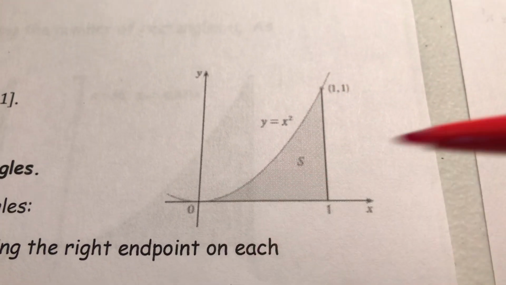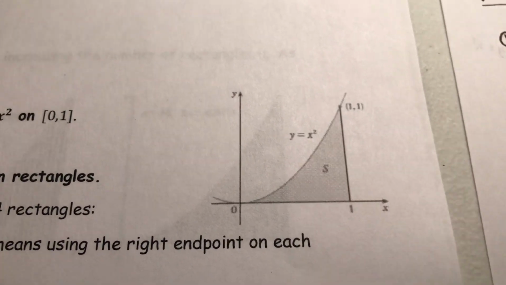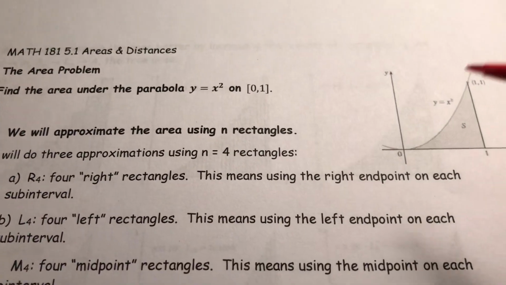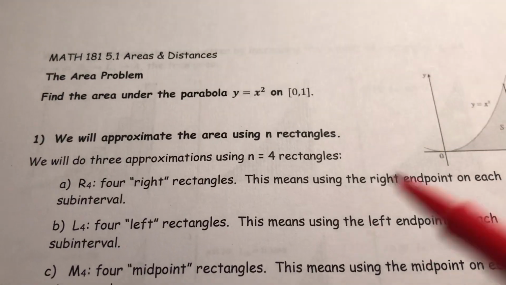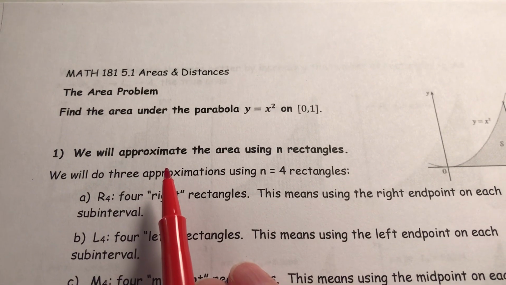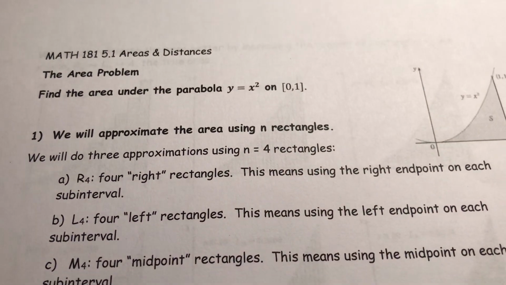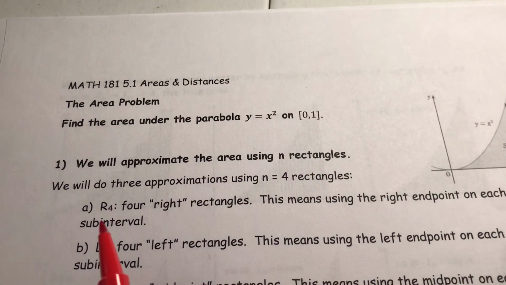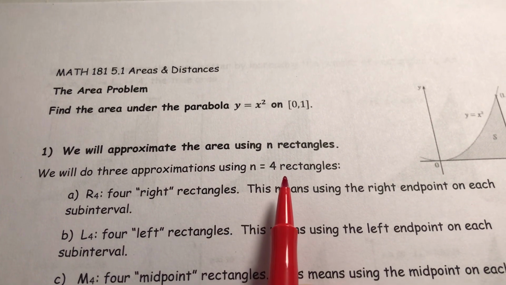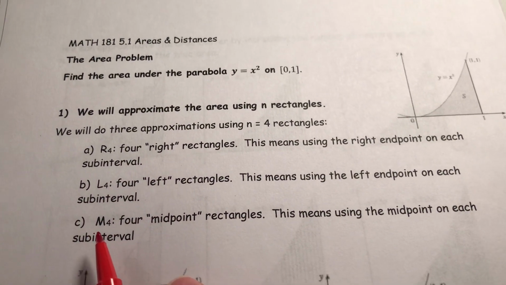Because it's a curved area, it is not that simple, although we will find out that it is pretty simple, but it took a long time to develop. Historically there were all these estimation techniques, and one of them is to use rectangles. So we will approximate the area using n rectangles. We will do 3 approximations using n equal 4 rectangles. One's called R4, one's called L4, and one's called M4.